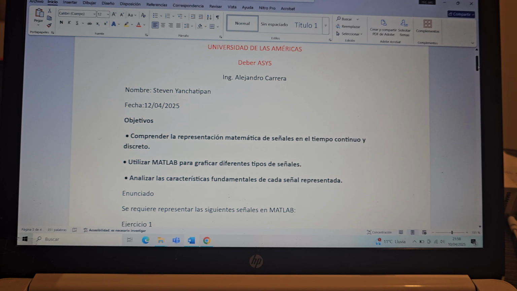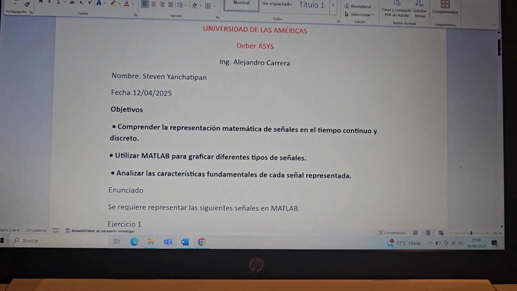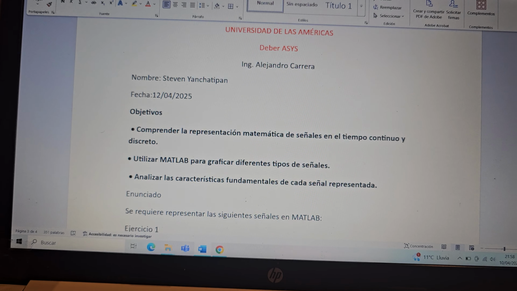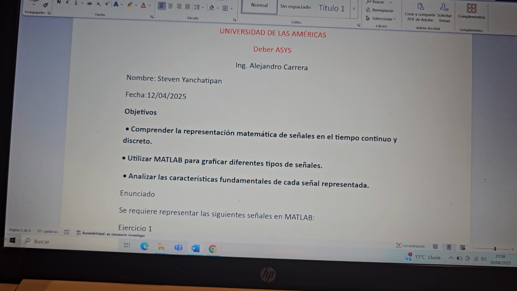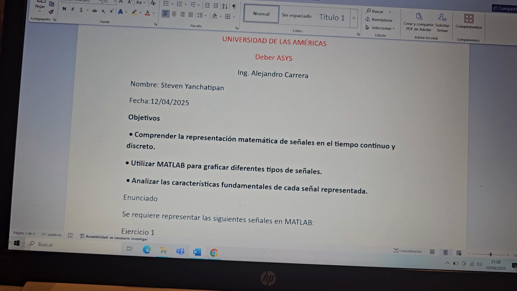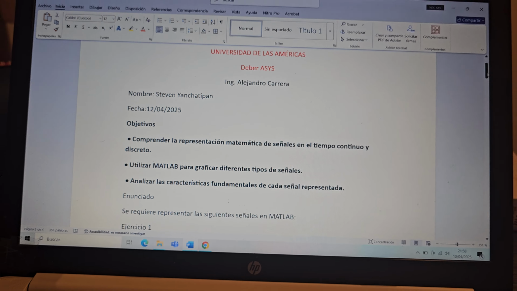And now I am going to explain a little bit the objectives. So we have to use Matlab to graph different types of signals, and then we have to analyze the main characteristics of each signal. So the first one was this. The first signal was this.